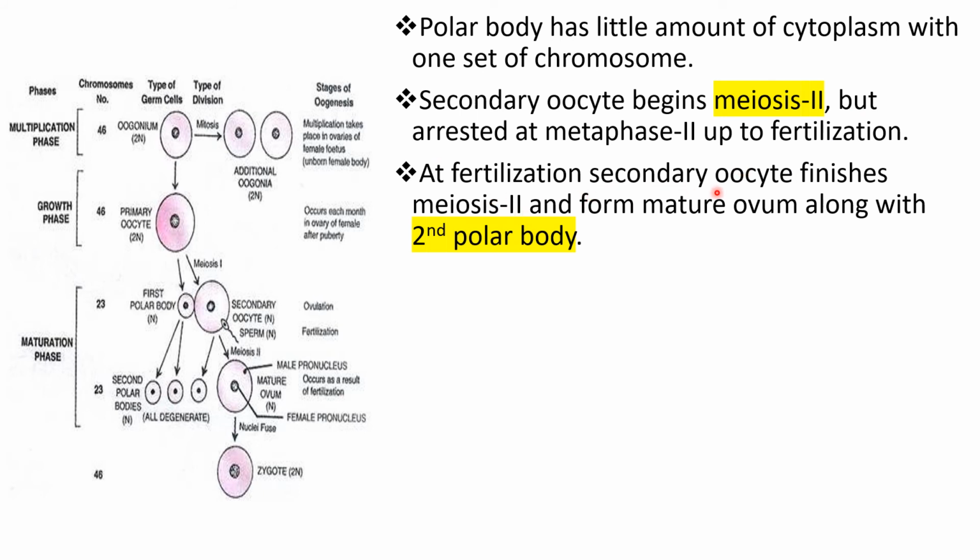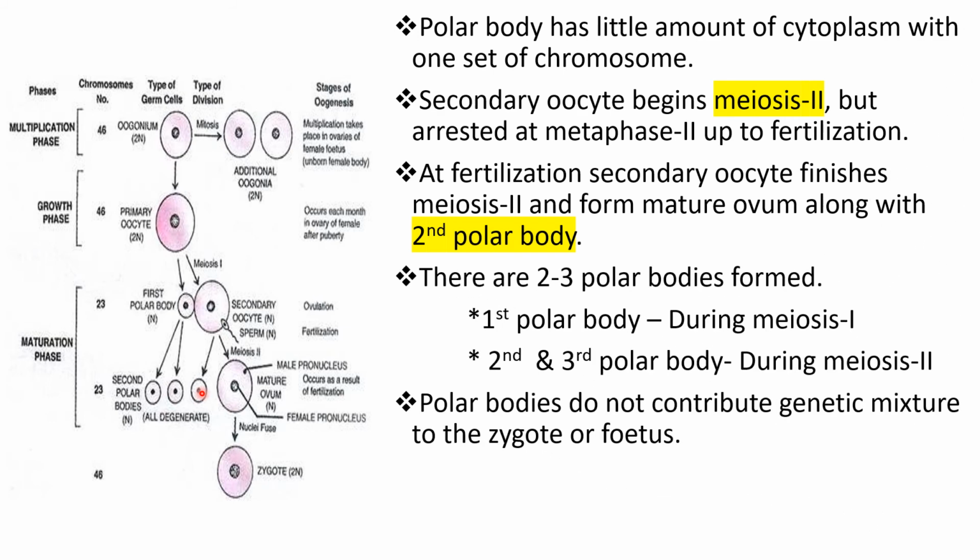At fertilization, secondary oocyte finishes meiosis-II and forms a mature ovum along with two polar bodies. So we can observe in this picture, this is the secondary oocyte exposed to meiosis-II. At the time of fertilization, the mature ovum is formed and the second polar body is also formed. Here, a little information is additionally provided about the polar bodies.